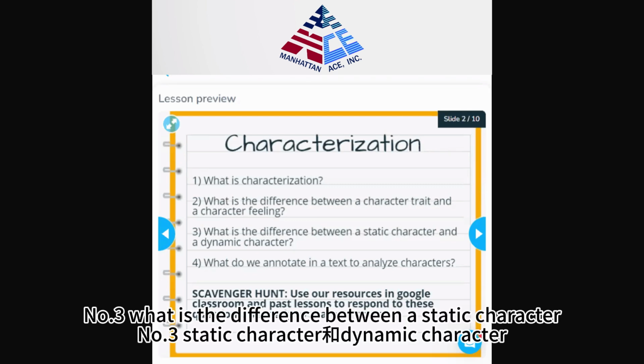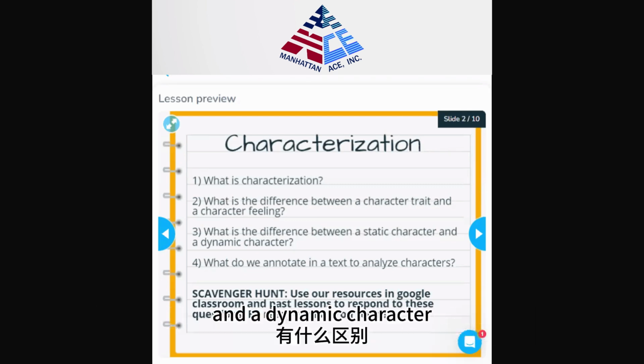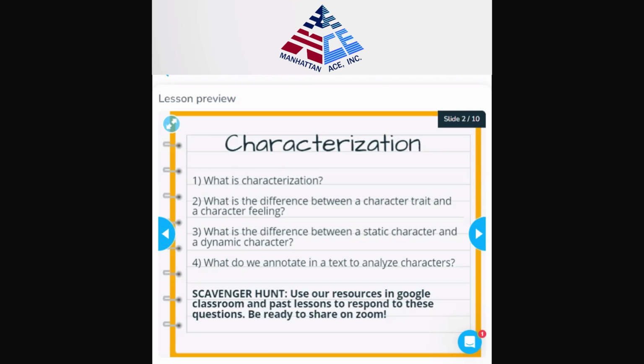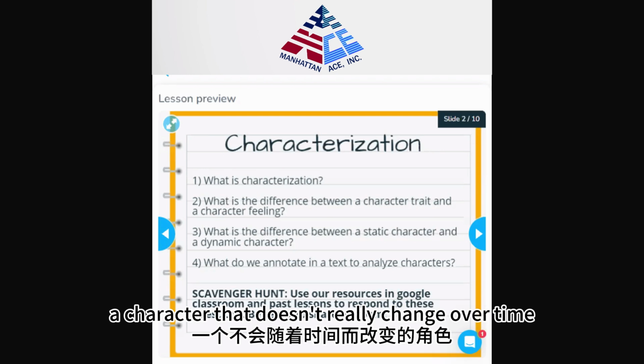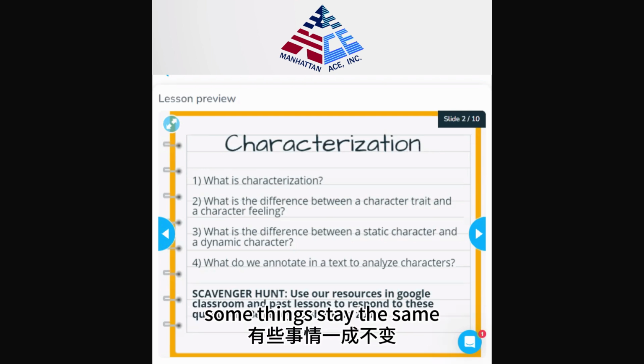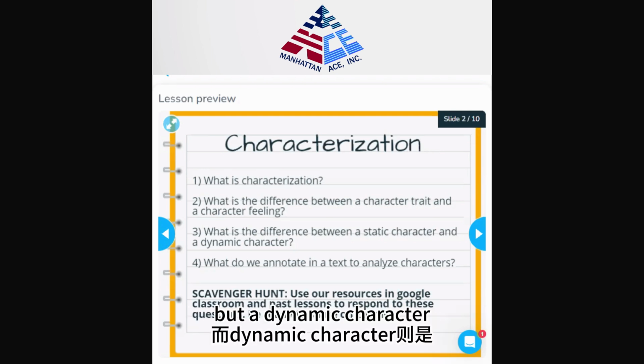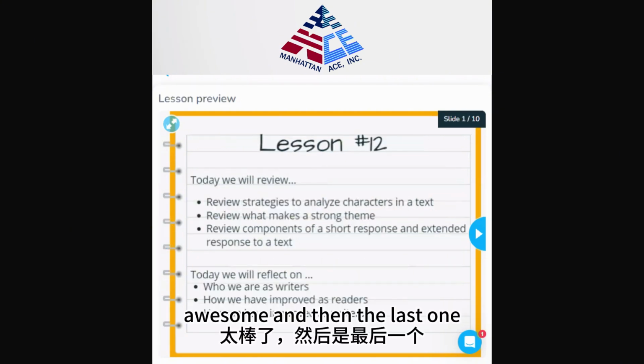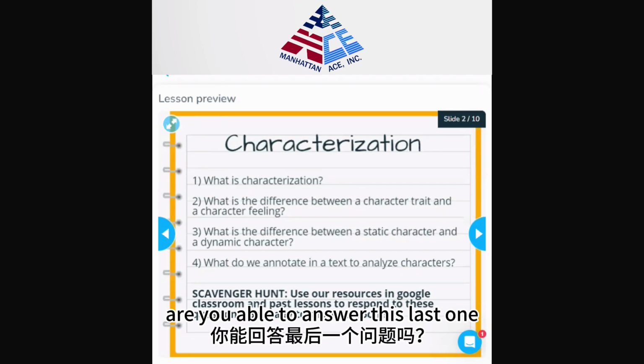Number 3, what is the difference between a static character and a dynamic character? A static character is basically a character that doesn't really change over time, and their perspectives on things stay the same. But a dynamic character is someone who grows over the course of the story. Awesome. And then the last one, are you able to answer this last one?